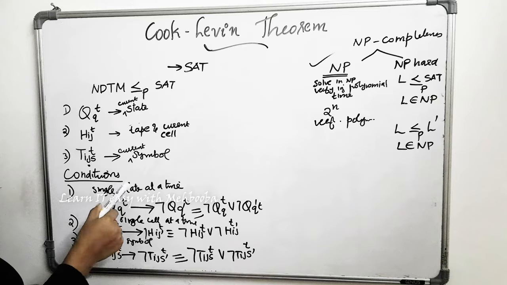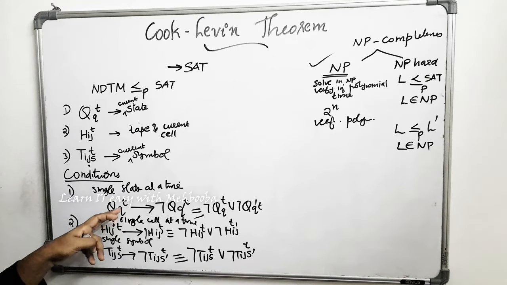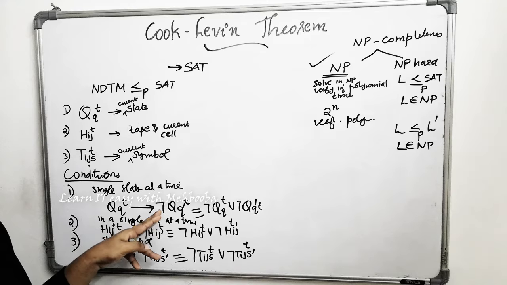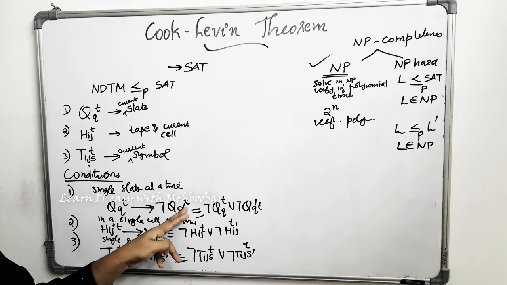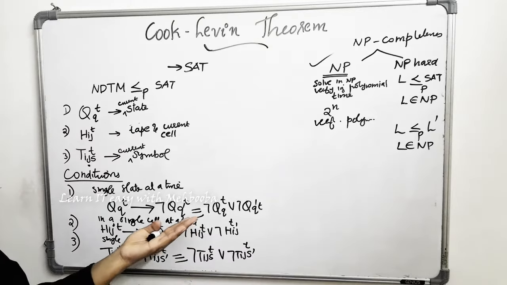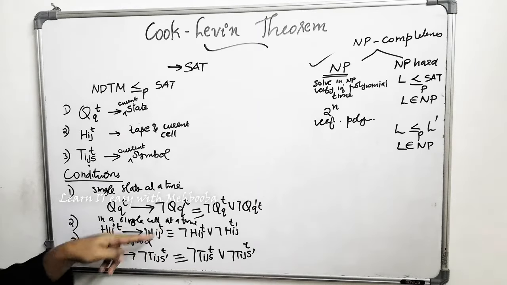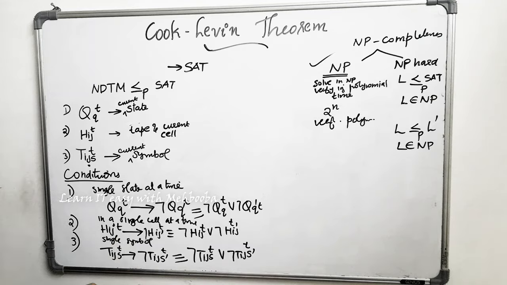That is, a Turing machine will be at a single state at any time. If the Turing machine is at state q at time t, it cannot be at the state q dash at any time. So now this is in the form of p implies q, and the expansion for p implies q is negation p or q. Now in a single cell at any time, if it is at H_ij at a time, it cannot be at H_ij dash at the same time, and a single symbol at a time. That is, if it is witnessing the symbol s, it cannot encounter the symbol s dash. So these are the three conditions we have.